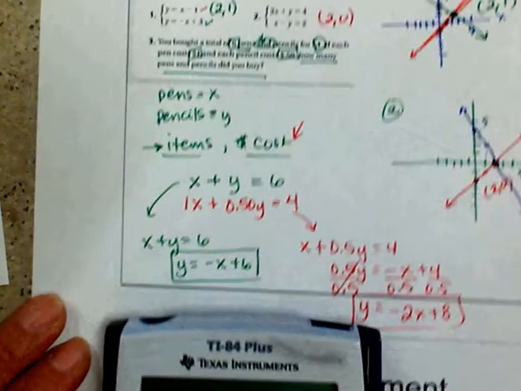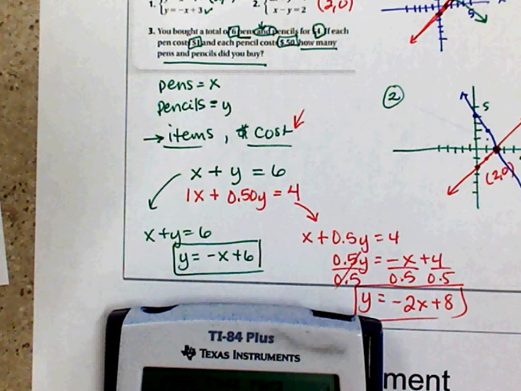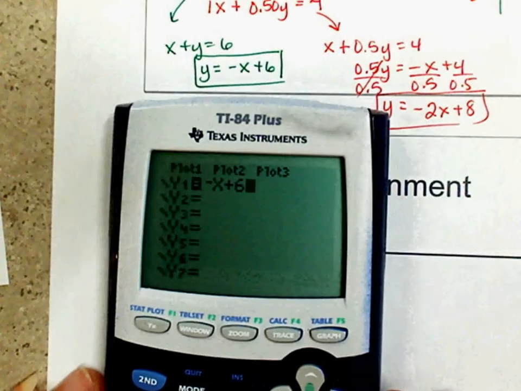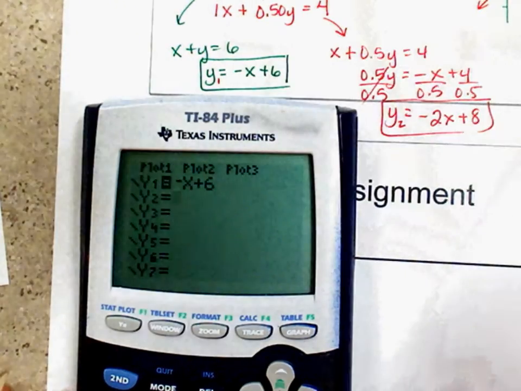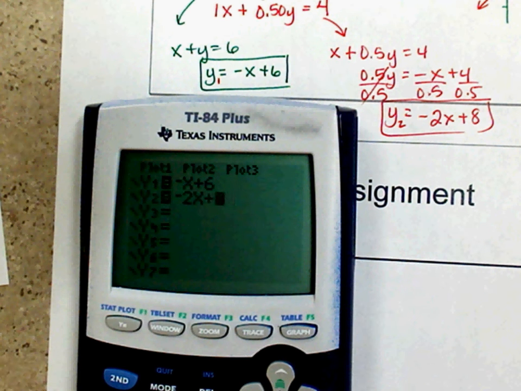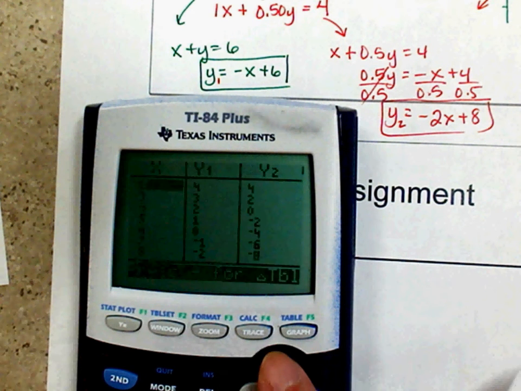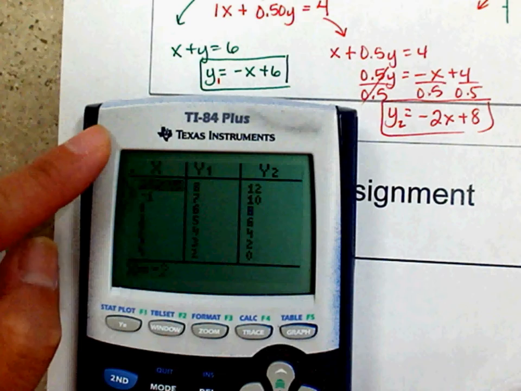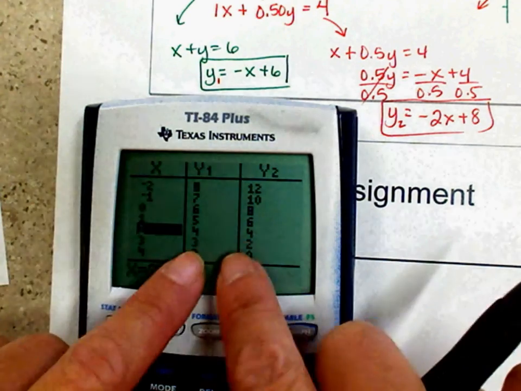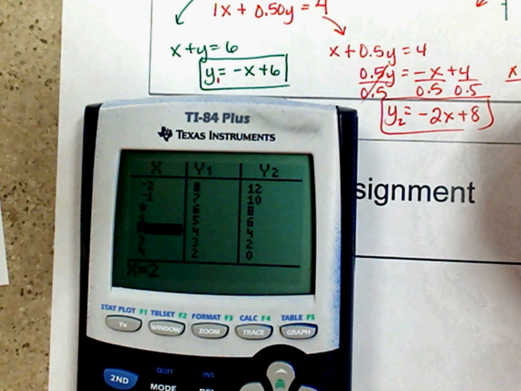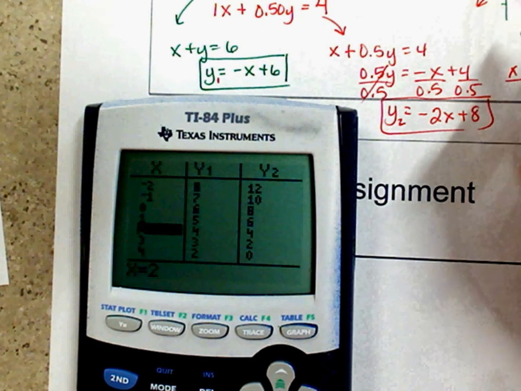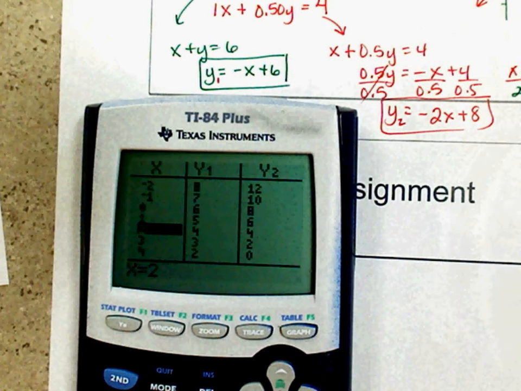Y equal, clear, clear, negative x plus 6. Oh, I'm so sorry. Okay, there you go. So this is y2, this is y1. Negative 2x plus 8. Just like that. Second table. And I know it can't be in the negatives. So let's see where, oh, look at that. 4 and 4. Your solution, x, y1, y2, is 2, 4, and 4. That's when they're going to be the same.